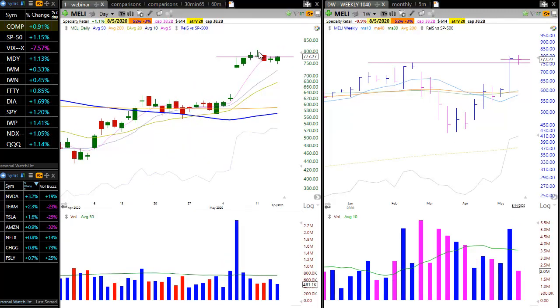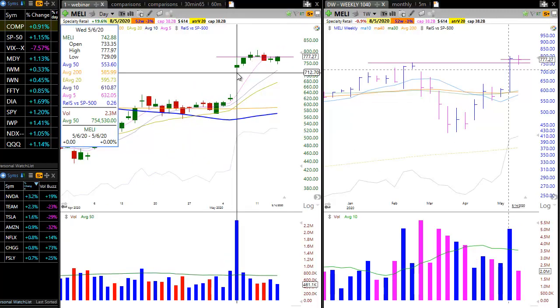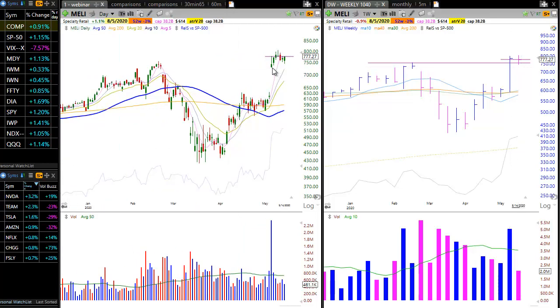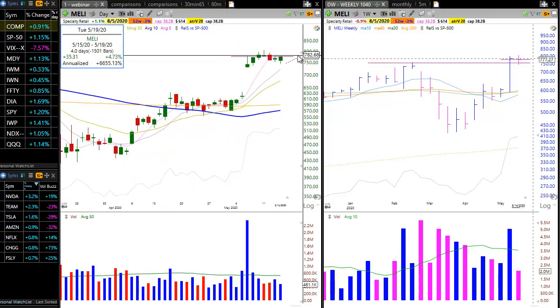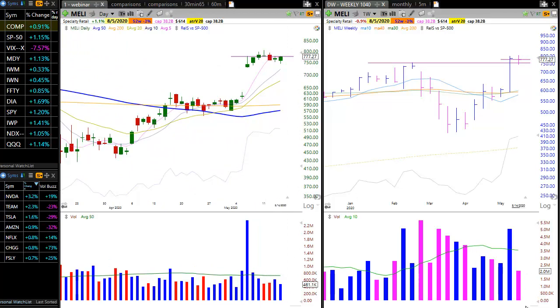MELI pulled back after a false breakout above the gap up day. Note the big volume gap up here. This could be in play over the 783 area.